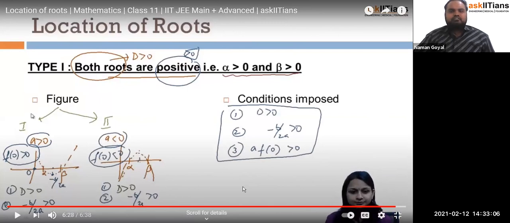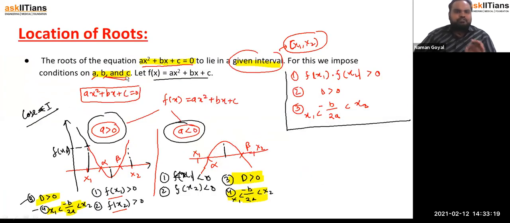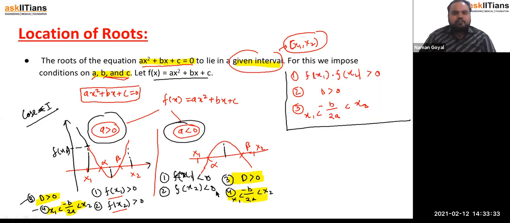See, basically, this is a new type of location of roots. What we learn is a type in which both the roots lie in a given interval, and the type you see in the video is where both the roots are greater than a specific number k. So that is type 1 and that is type 2. For now we are going to learn only this type.